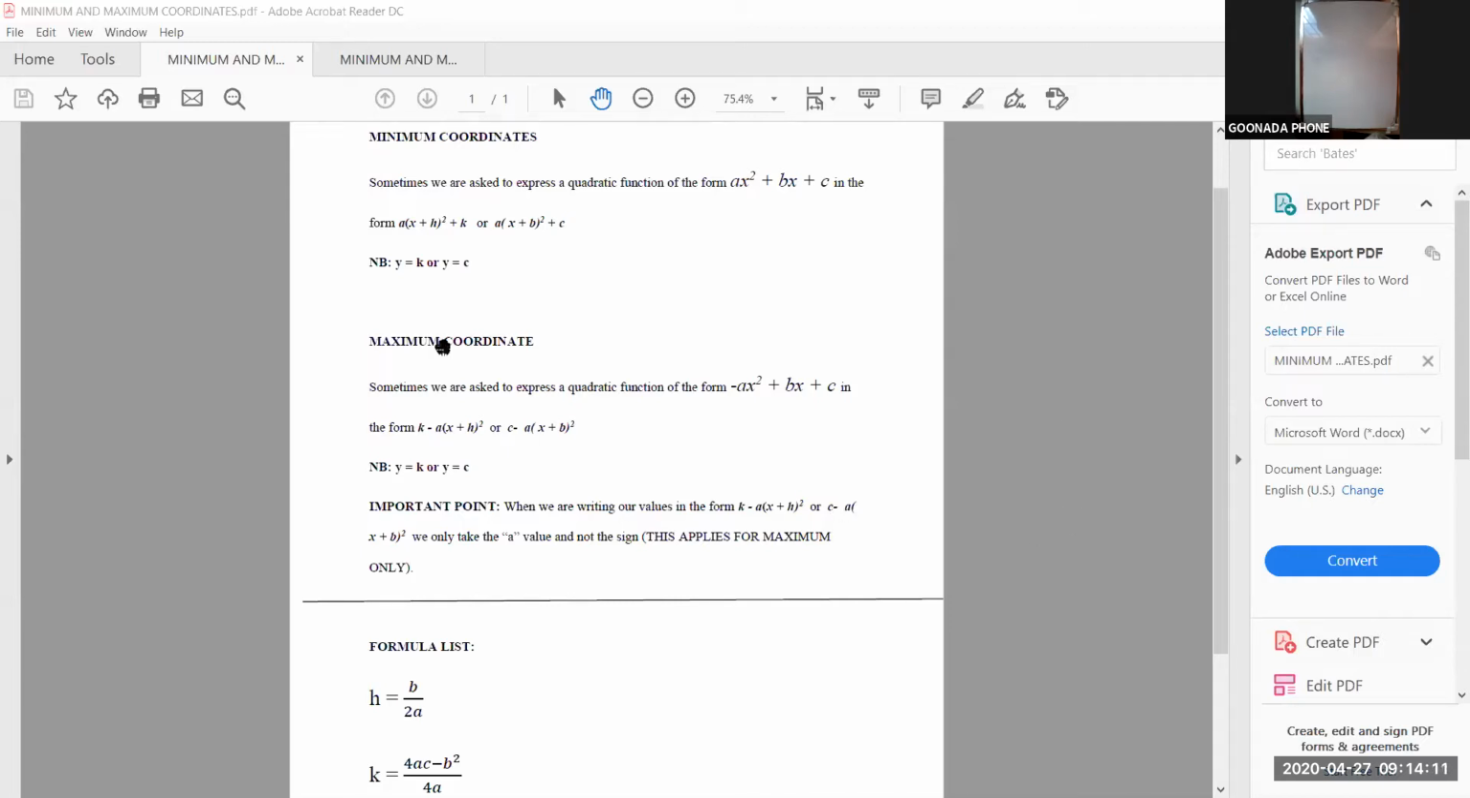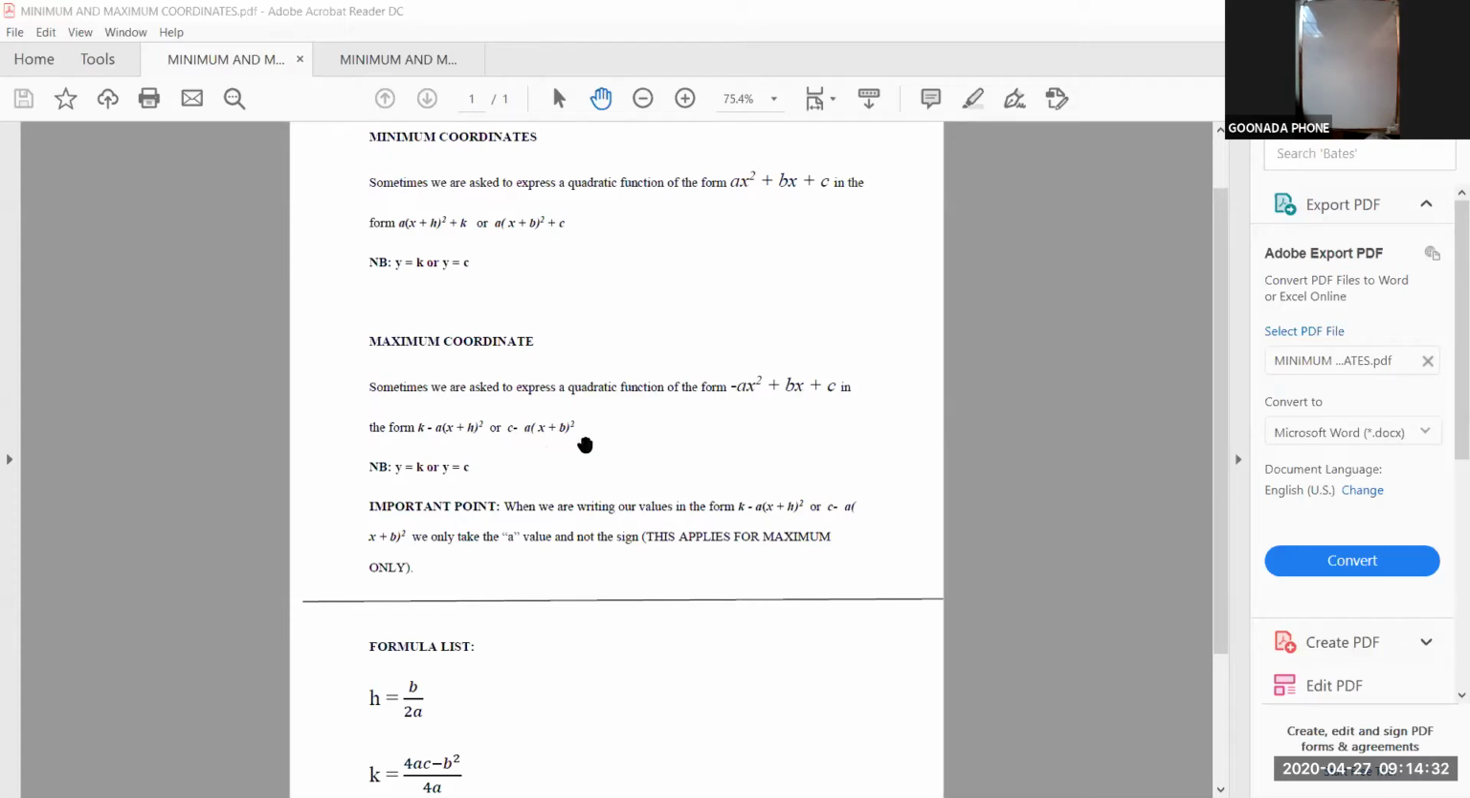So now we go in with maximum coordinates. Sometimes we are asked to express the same quadratic function in the form k minus a into (x plus h) squared, or sometimes, remember I told you k is the same as c, right? So sometimes we are asked to express it in the form c minus a into (x plus b) squared.